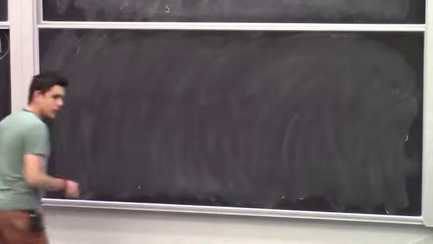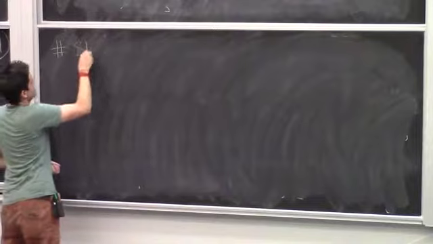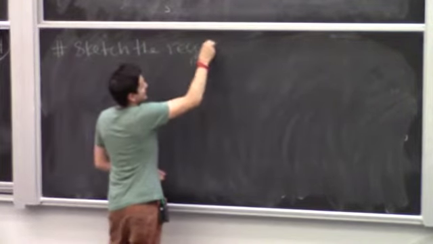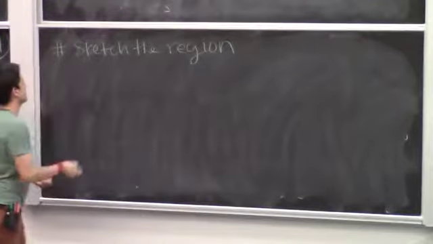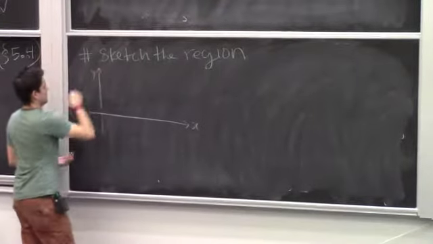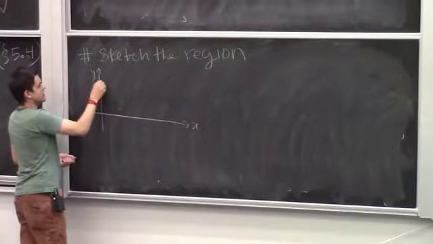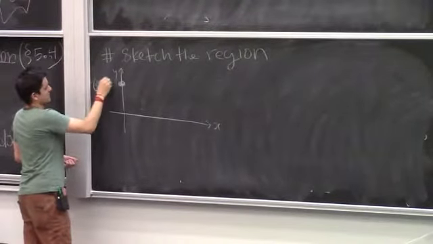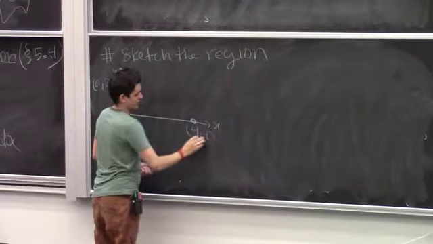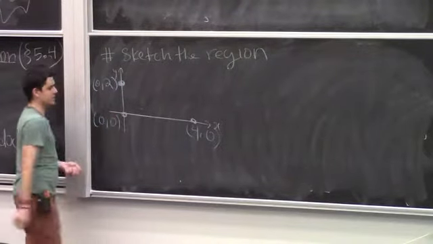Okay, so we always start off drawing the diagram. Okay, so we've got 2 on the y-axis, four on the x-axis, and then 0, 0 there.